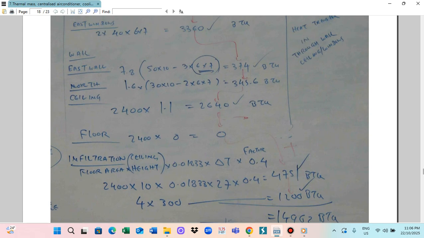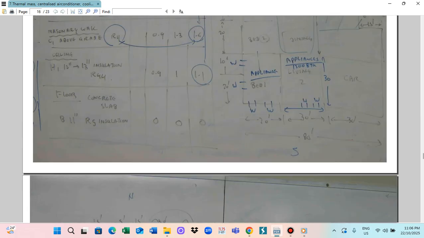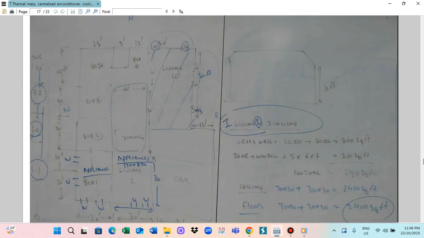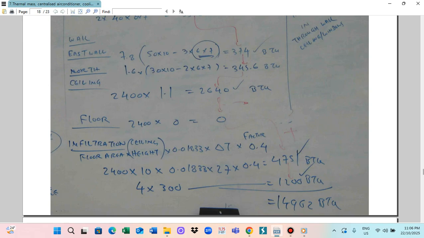Yes. Also, we need to calculate the north wall. The north wall area is 30 multiplied by 10, minus the two windows. Separate the two windows: 2 multiplied by 6 multiplied by 7.